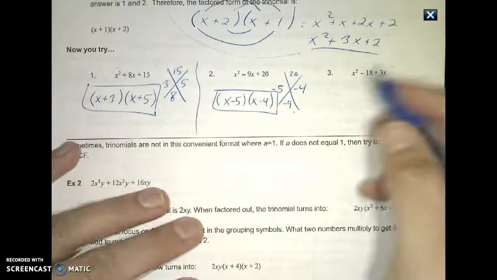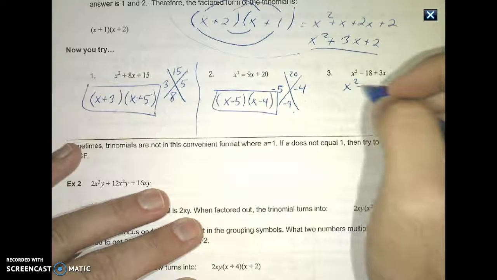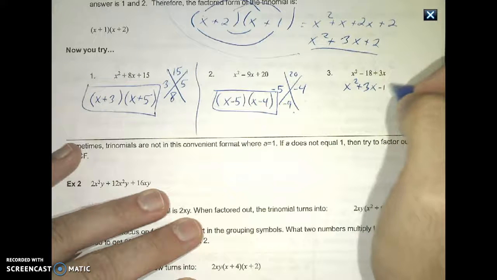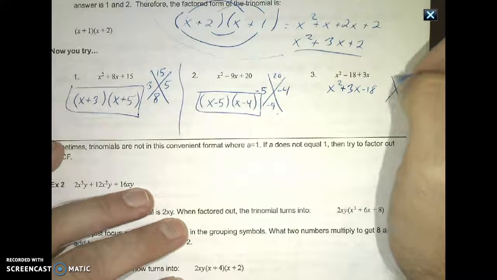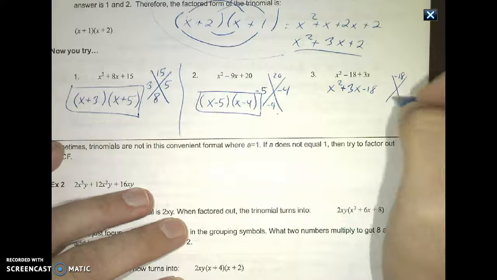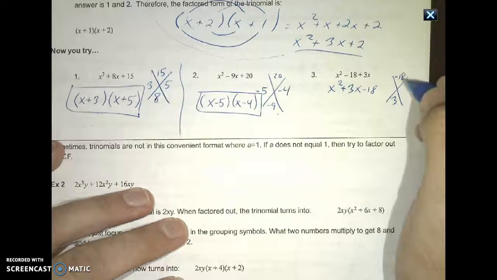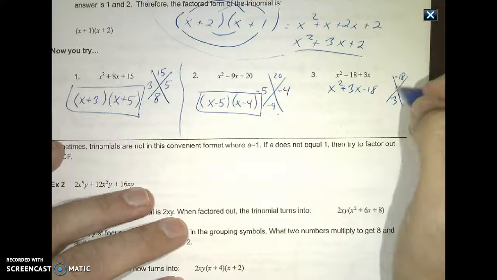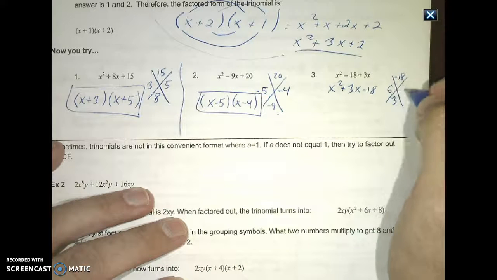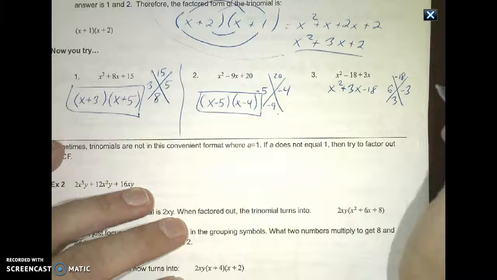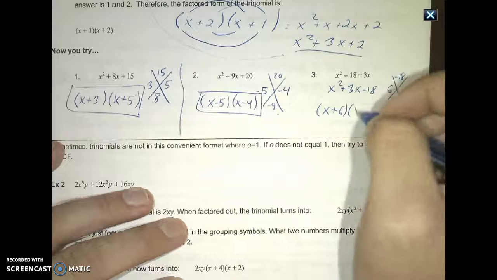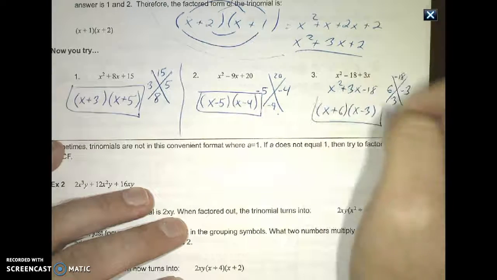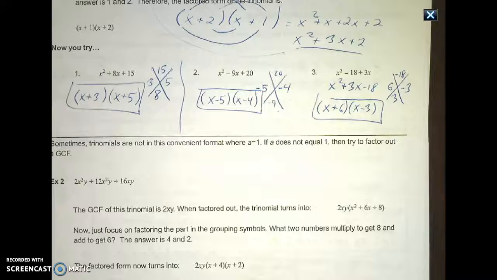Now, number 3. Before you can factor, you want to get it in standard form. So I'm going to rewrite this. All I'm doing is flipping these around, which you can do. Go back to my x. Negative 18 up top, 3 down low. Numbers that multiply to give you negative 18 and add to 3. So we're looking at a positive 6 and a negative 3. x plus 6, x minus 3. You're all good.